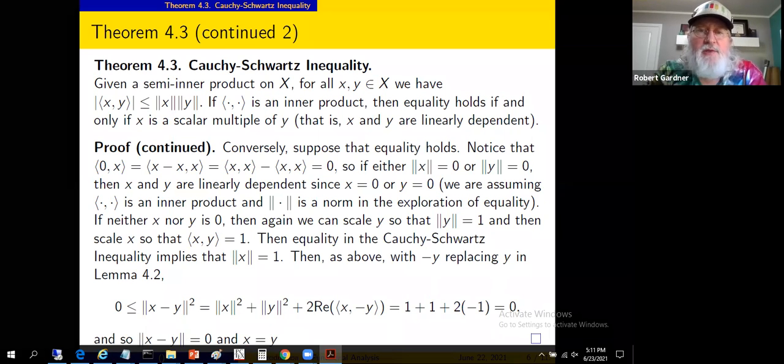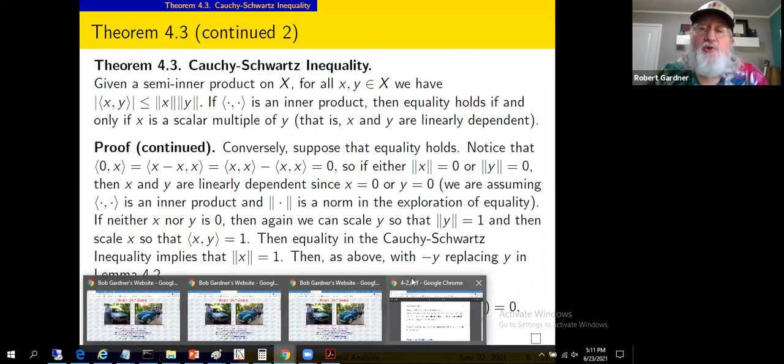So y equals x, but we were supposed to show y as a multiple of x. Well, we started with an original x and y, and then we scaled them. We multiplied them by scalars. So we've scaled the original x and y to get some scalar multiples of the original x and y. Well, collect those scalars together and we get x is a multiple of y. x equals alpha y for some alpha based on the two scalings that we did up here. And that's equality in the Cauchy-Schwarz inequality.